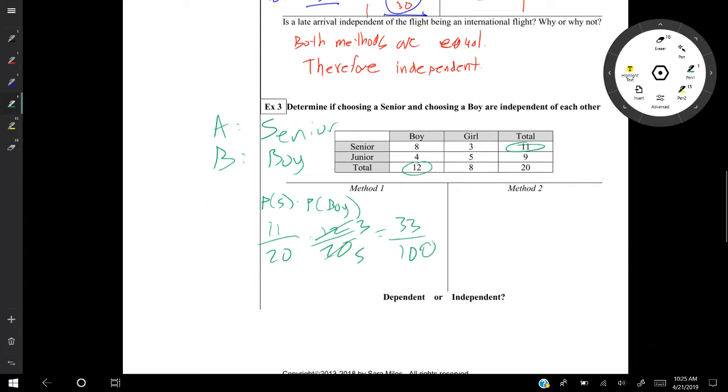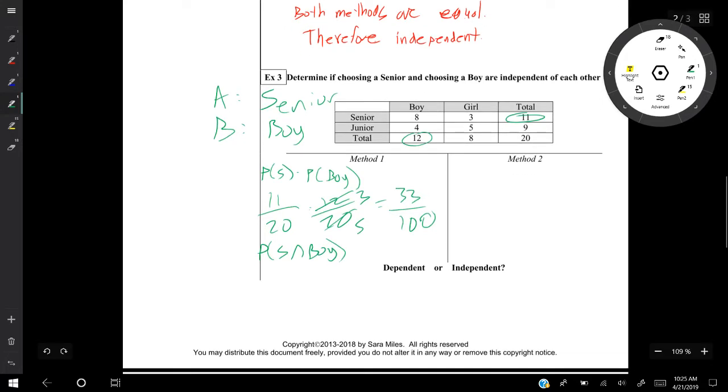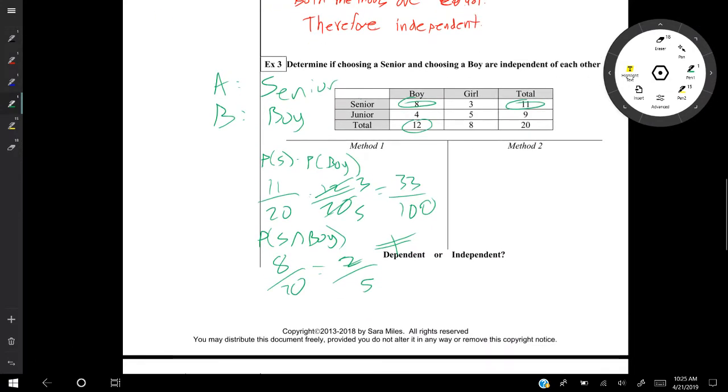Now, is that the same as probability of senior and boy? Is it? Senior and boy is 8/20ths, which are both divisible by 4, 2/5. 2/5 is not equal to 33 100ths. Therefore, dependent. Let's show the other one for fun. Is the probability of senior given boy the same as probability of senior?